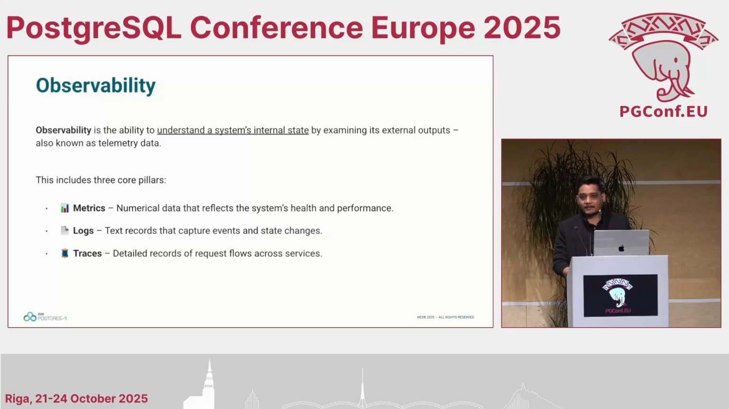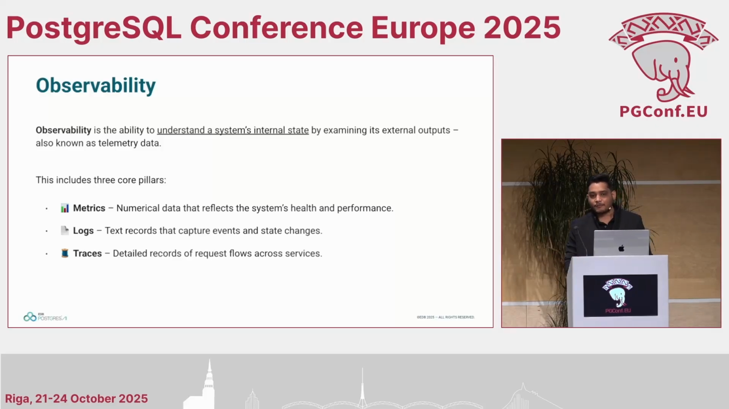The third and most important pillar here is traces, because nowadays, as I mentioned earlier, systems are getting complex and are no longer monolithic. So we need to trace the services: when a request flows from one service to another, we want to know what is going well and what is not going well.